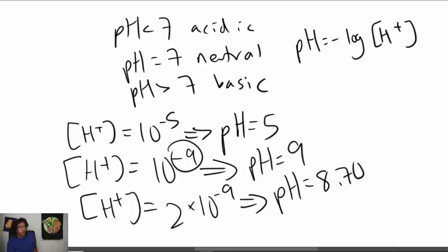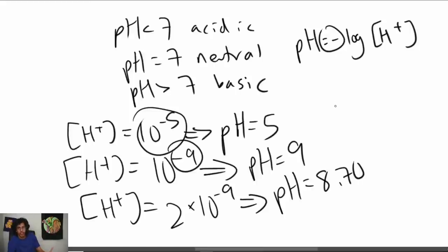Okay, so what do we see about the trend here? Essentially, as your hydrogen ion concentration is getting less, like 10 to the negative 5 is way bigger than 10 to the negative 9, your pH is going up. Even though your concentration of hydrogen is going down, your pH goes up. So it's basically the opposite. And this makes sense, right? Acids have more hydrogen ions, but they have the lowest pH. So essentially, that's why there's a negative here.